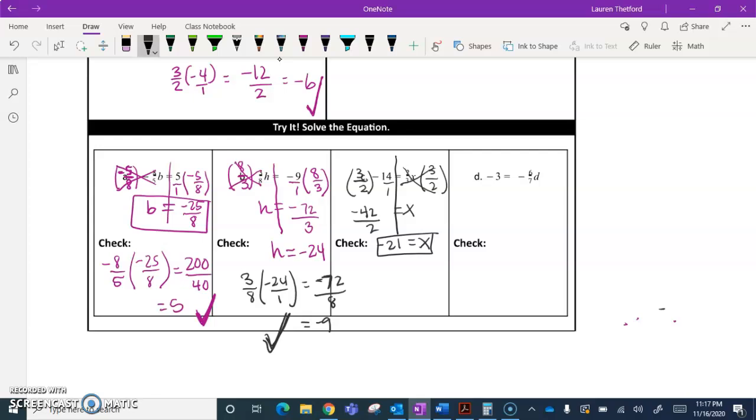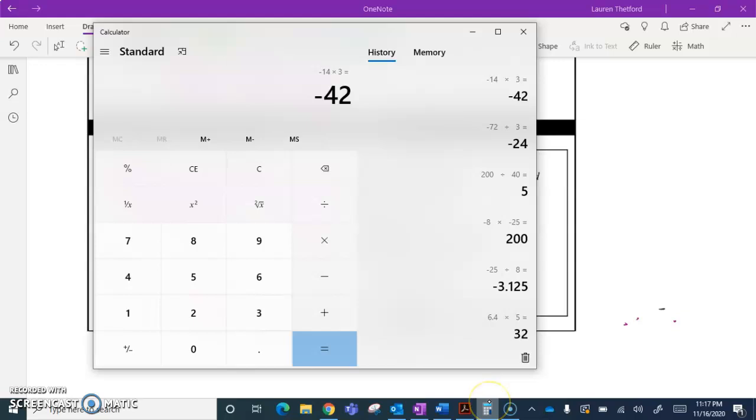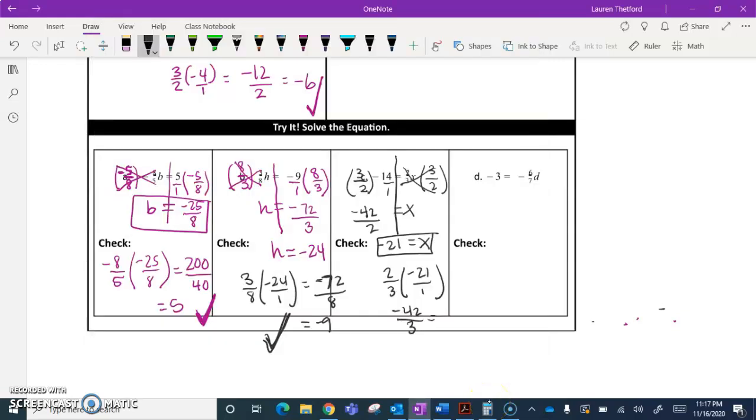So now we're going to plug that back in and see if we get negative 14. So 2/3 times negative 21/1. 2 times negative 21 is negative 42. 3 times 1 is 3. Negative 42 divided by 3 is negative 14. So yes, we got that one correct as well.